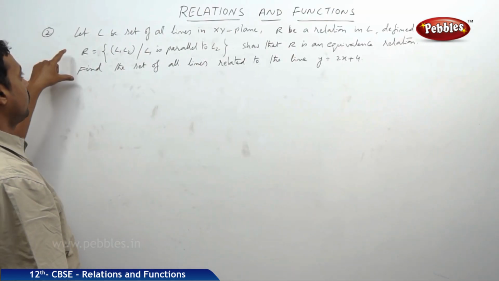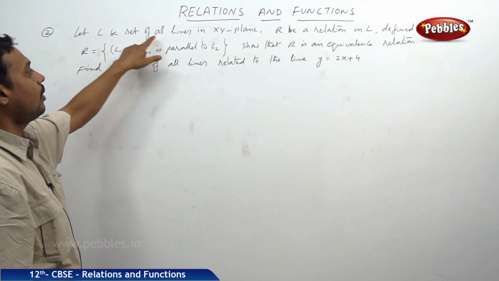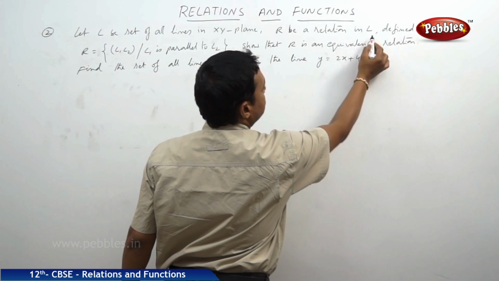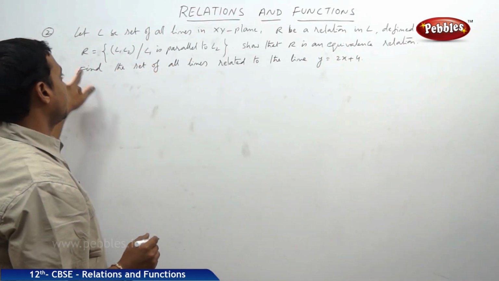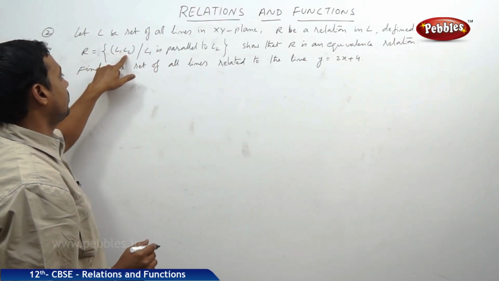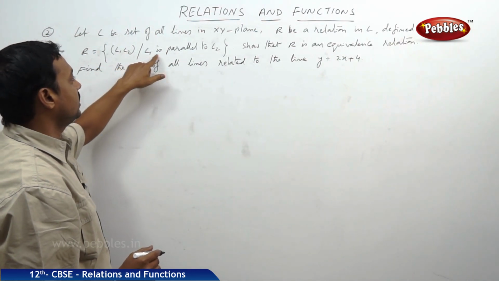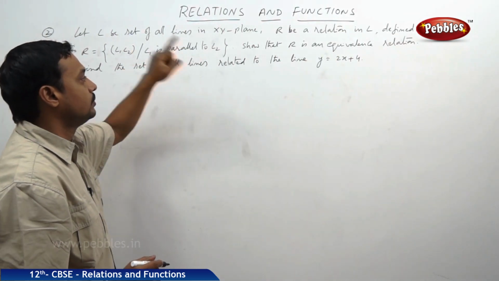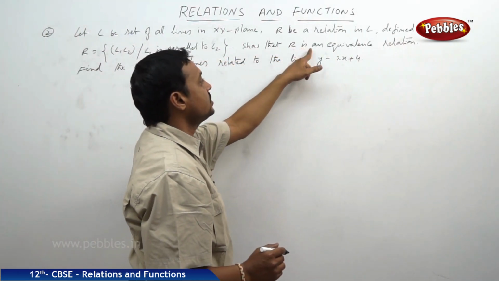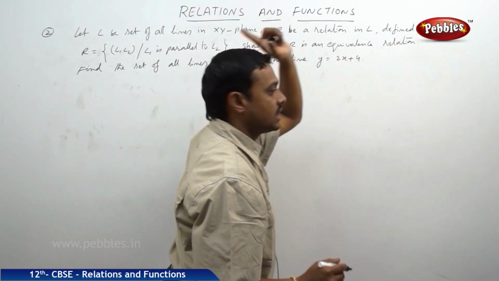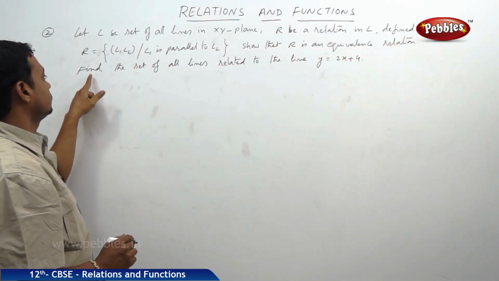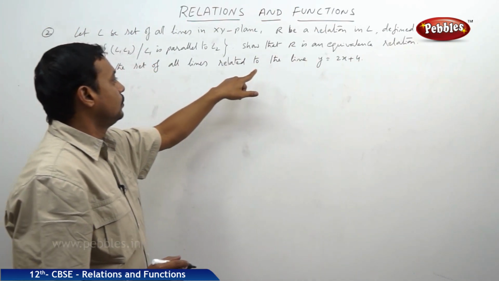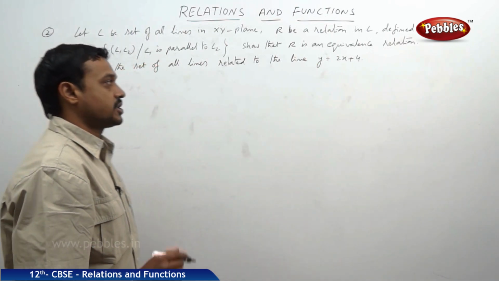Now let us take one more problem. Let L be the set of all lines in the xy plane and R be a relation in L which is defined as R equal to {(L1, L2) such that L1 is parallel to L2}. The relation is L1 is parallel to L2. Now show that this relation R is an equivalence relation, and also find the set of all lines related to the line y is equal to 2x plus 4.